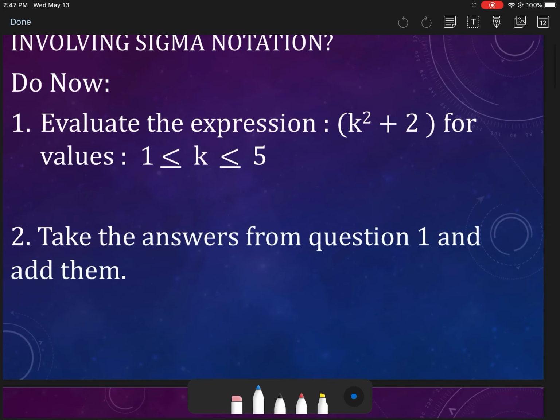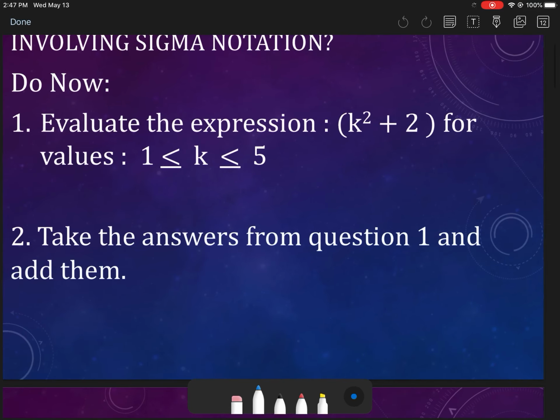All right, next one here. So now we have 10 plus sigma. So the 10 gets added first, okay? And then we're going to work out the sigma, okay, the sum. So here we have, we're starting with 1, we're ending with 5.